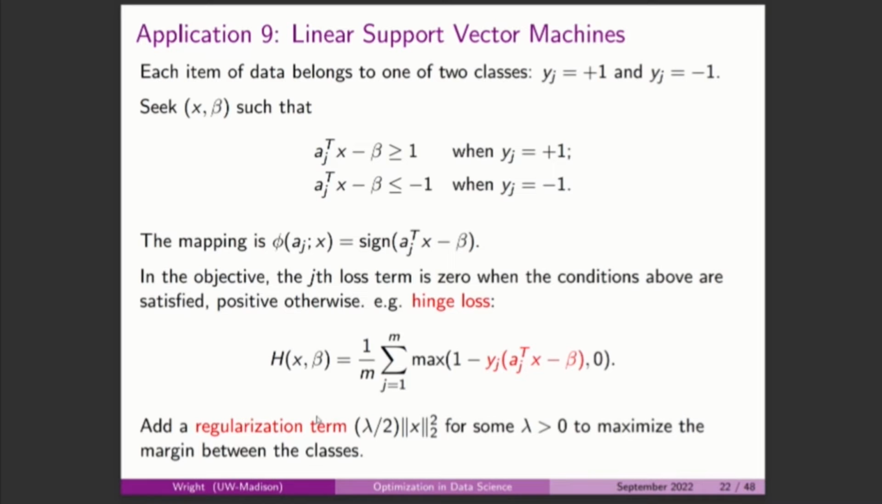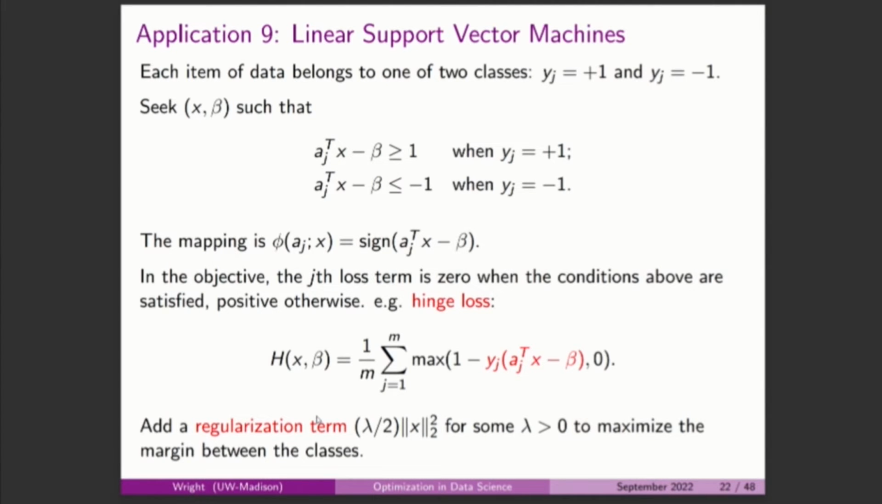The game here is that in the two-class problem, Yj is a label, +1 or -1, and the AJs are vectors in n-dimensional space, and you're trying to find a separating hyperplane that neatly separates the two classes of AJs. So that hyperplane is going to be defined by a vector x in Rn and a scalar beta that's the intercept. And you want ideally to choose x and beta so that all of the +1 AJs lie on one side of the plane and all of the -1s on the other side.